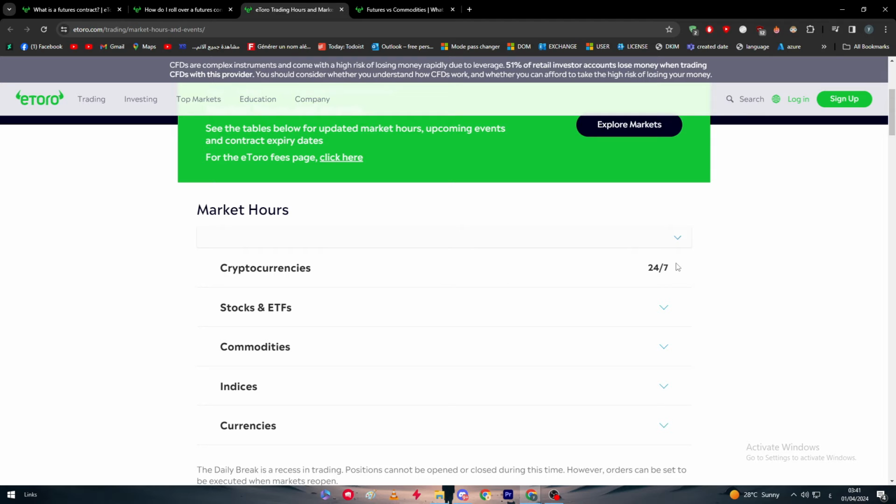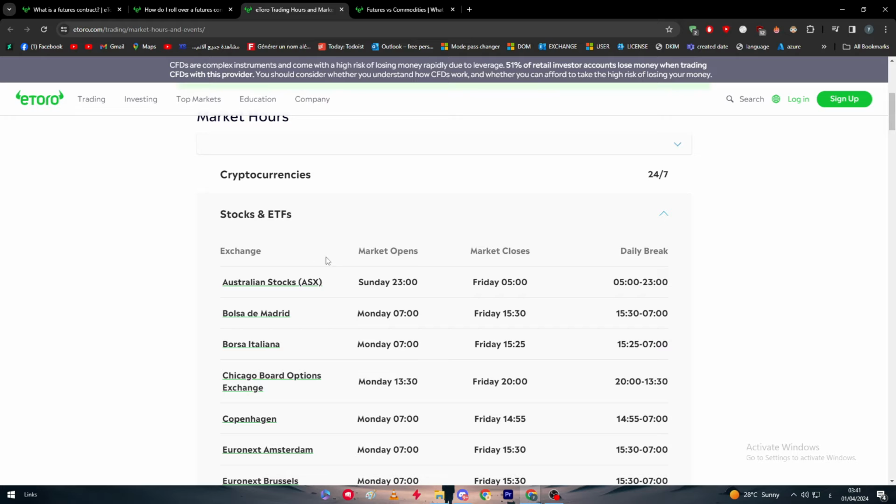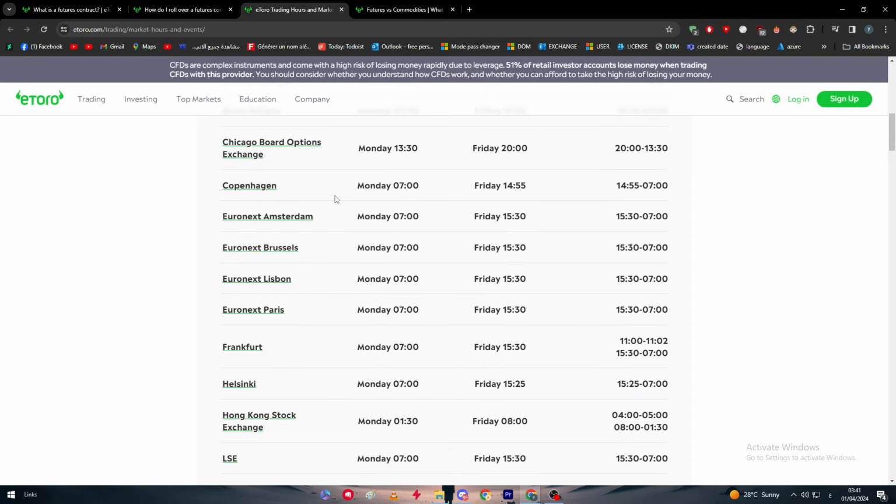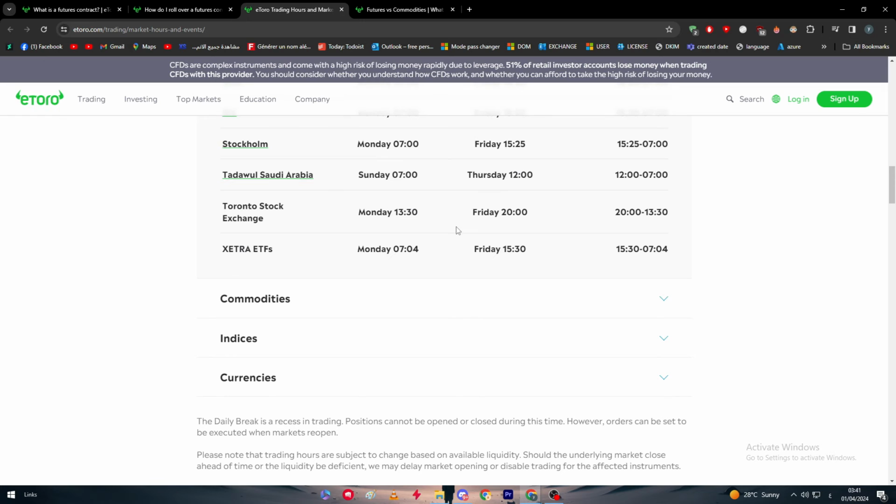So this is the full list of the instruments that you can trade on eToro. You have here cryptocurrencies, which you can trade 24/7. Here there are stocks and ETFs. Here is when the market opens and this is where the market closes. So there is a daily break. As you can see here, from 5 a.m., I think, and from 5 p.m. till 11 p.m., something like that. So this is all the things that you can trade.